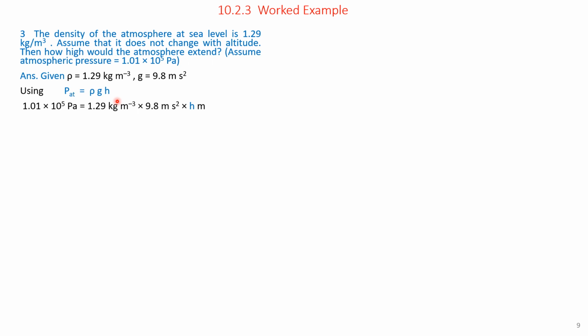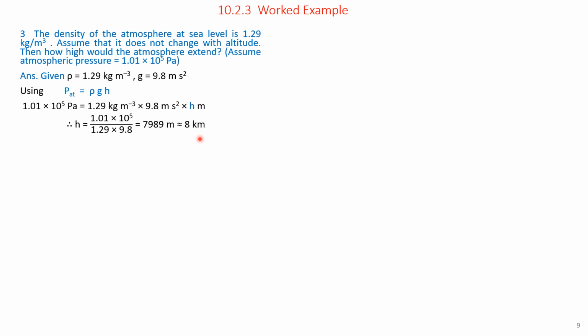Substituting, Pa is equal to atmospheric pressure is 1.01 into 10 to the power of 5 pascals. That is equal to rho, the value of rho is 1.29, and the value of g is 9.8, into h. We are required to calculate h in meters. Substituting the values and simplifying, we get height as 7989 meters. That is approximately equal to 8 kilometers.